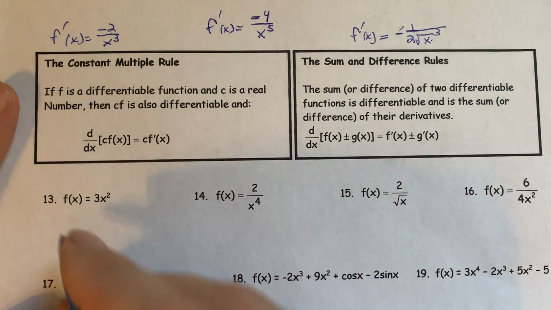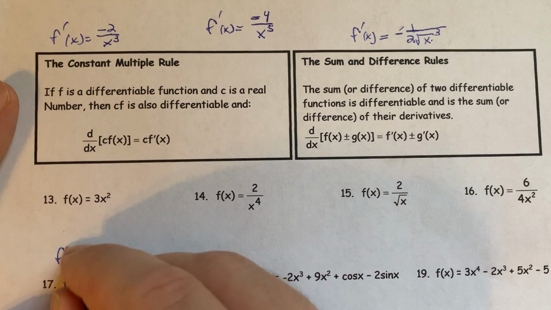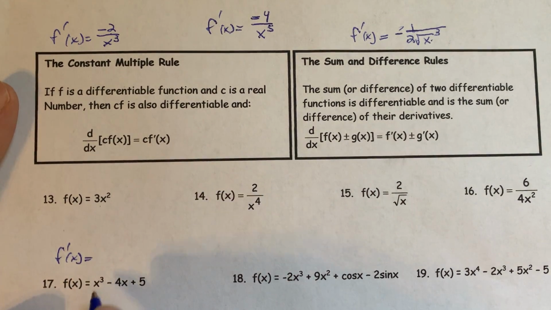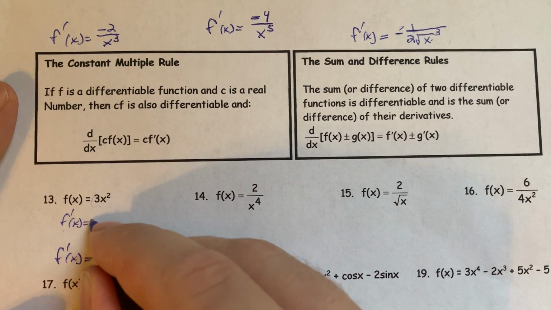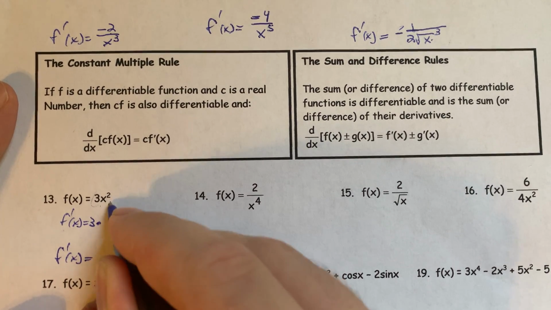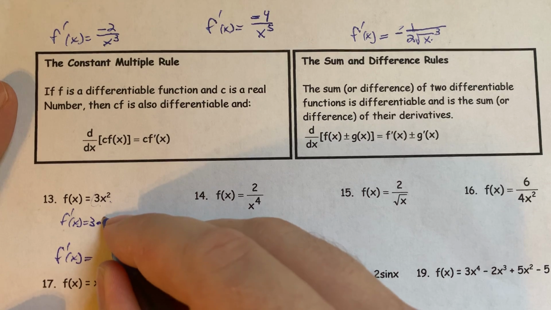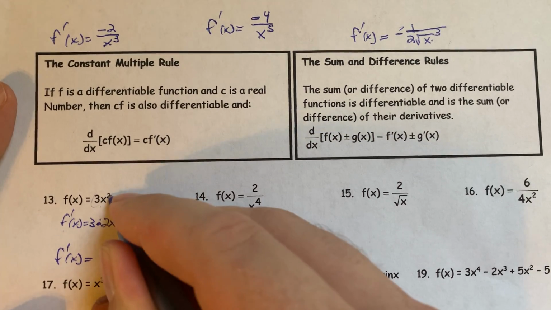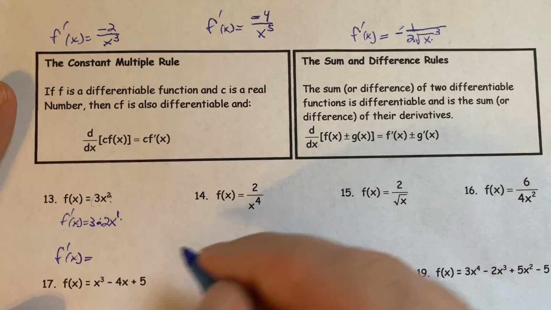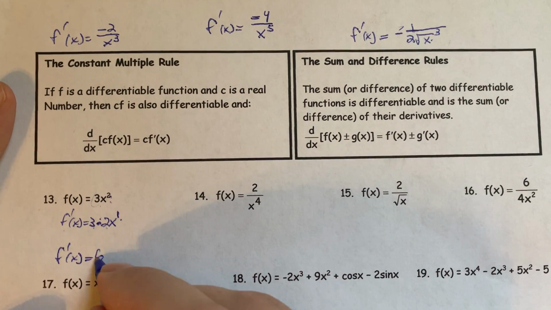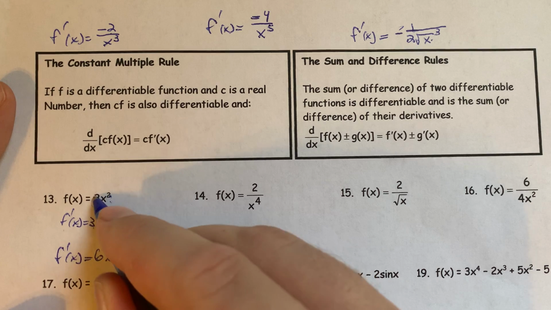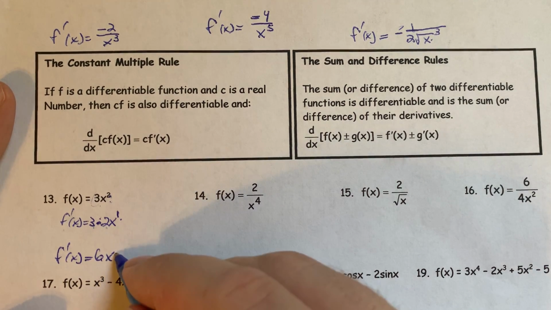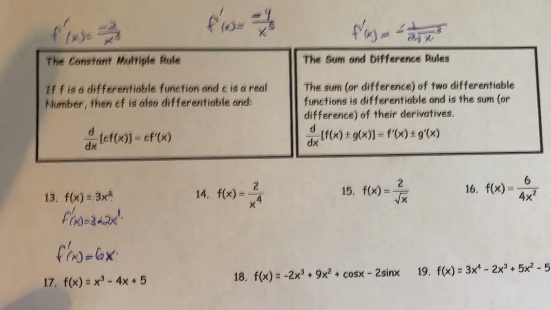Let's use this. Let's see how we do. F prime of x equals, the constant multiplier rule says that we can just leave this constant multiplier here alone, times the derivative of x squared, which is 2x. We multiply by the power and lower the power by 1, and x to the 1 is just x. 3 times 2 is 6, x. The shorter way to do it is just 2 times 3 is 6, and lower the power by 1, x. Okay.